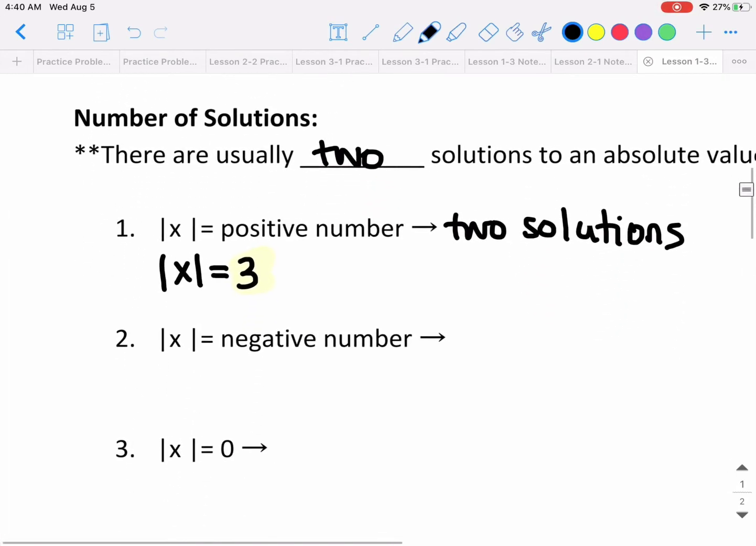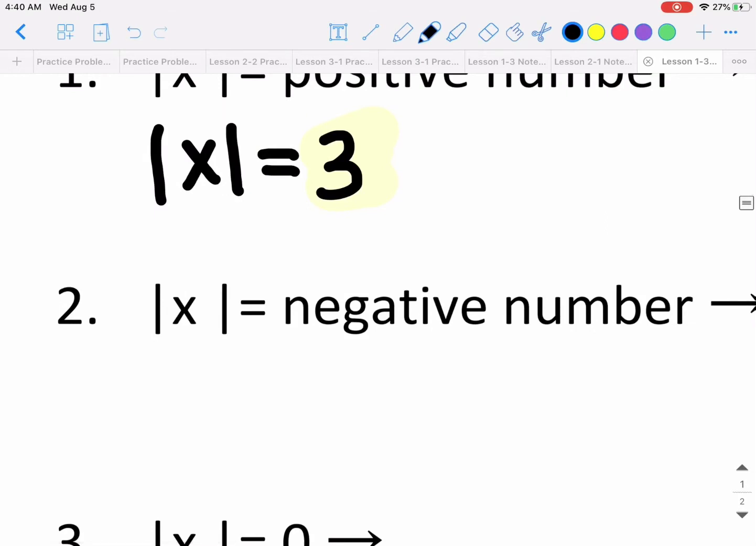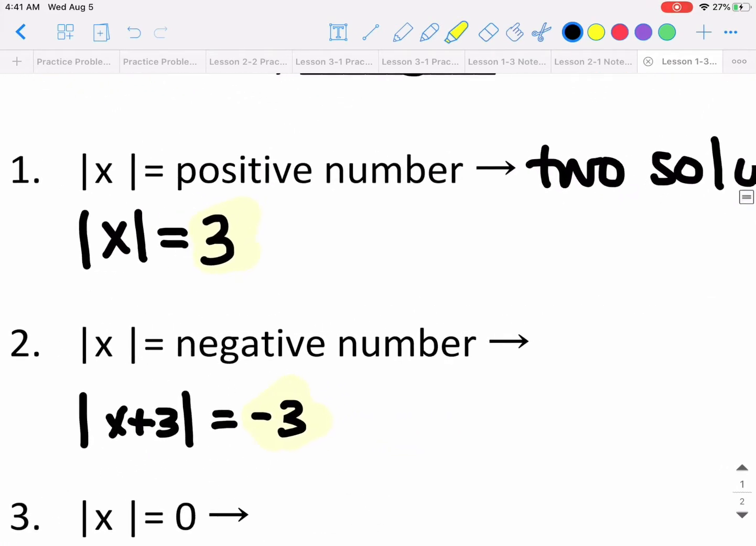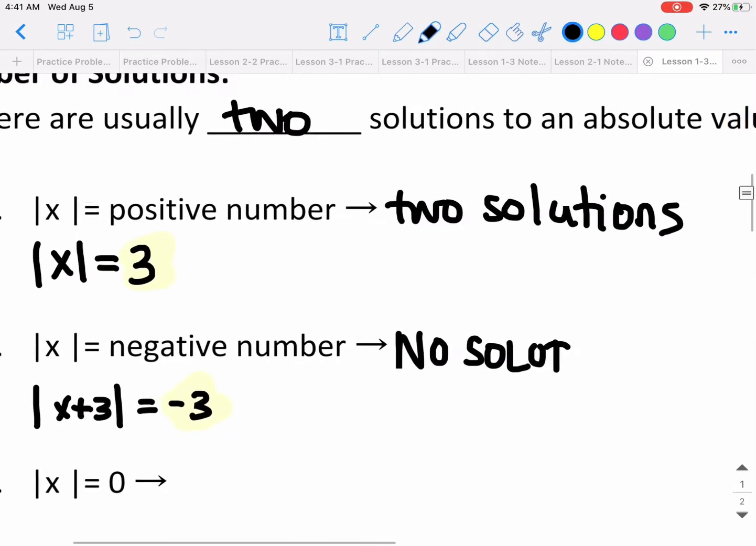If I see that I've isolated the absolute value and it's equal to a negative number, and it might not just be x by itself, I might see something like the absolute value of x plus 3 is equal to negative 3. If I see an absolute value equal to a negative number, that doesn't make sense because absolute value represents distance and that can never be negative. So for these examples, I'm going to put no solution. I don't even have to do step 2 because I know it's no solution.